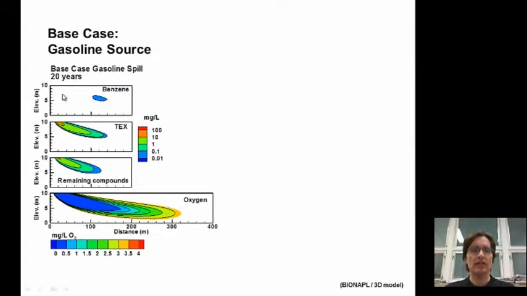So here's our base case gasoline source. So this has no ethanol. So this is after 20 years. We're plotting benzene, TEX, all the remaining components, plus the oxygen consumption. So we see after 20 years, benzene is long since dissolved from the source zone. We have this little aqueous phase residual plume that's going ahead. And TEX, being less soluble and more massive in the source, is still connected to the source as well as the remaining compounds.